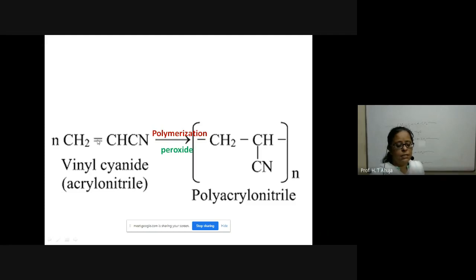In this case, the double bond of vinyl cyanide is broken, and both the carbon atoms contain a single electron. On the addition of different monomer units, a bond is formed between the carbon of one monomer unit and another unit, and then that one forms a bond with the next one, and this is how the polymerization continues. If you see this reaction, nothing is liberated. The whole molecule is added, so it is called an addition reaction. Clear?